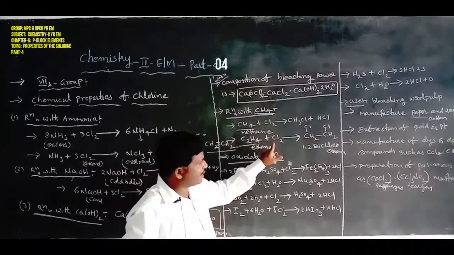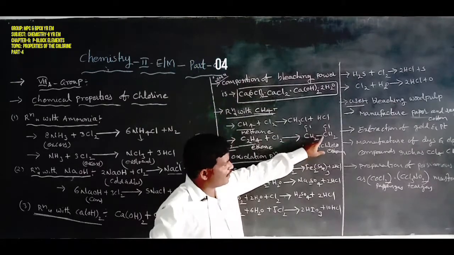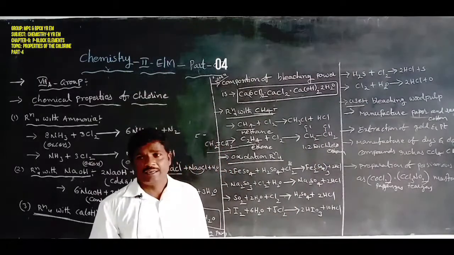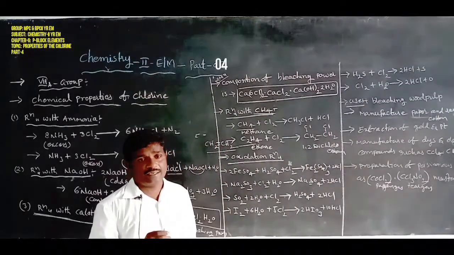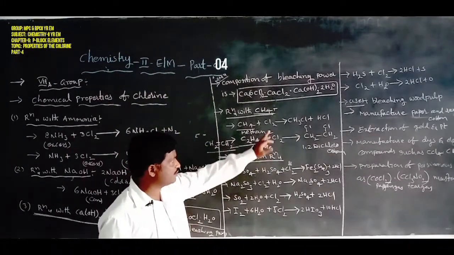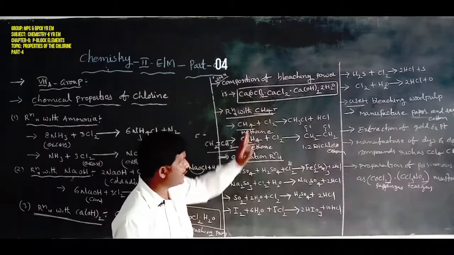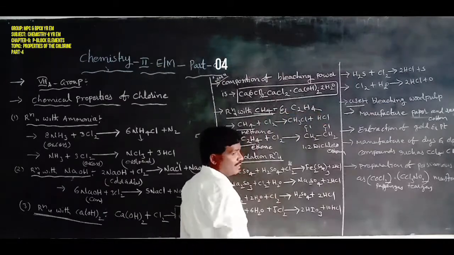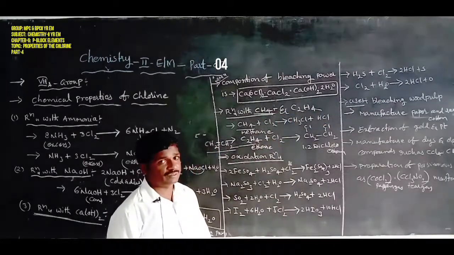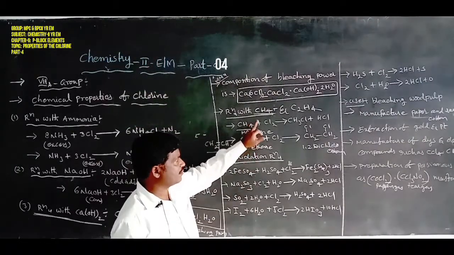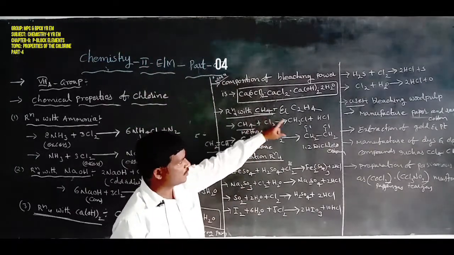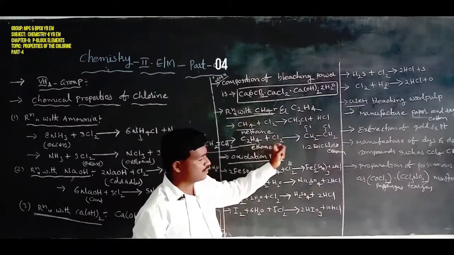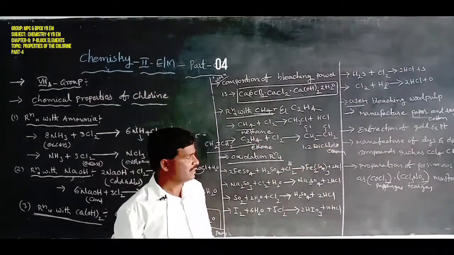Ethene treated with chlorine forms 1,2 dichloroethane. That is the reaction of chlorine with organic compounds like methane, CH4, and ethene, C2H4. Methane combining with chlorine forms methyl chloride, but chlorine combining with ethene forms 1,2 dichloroethane.